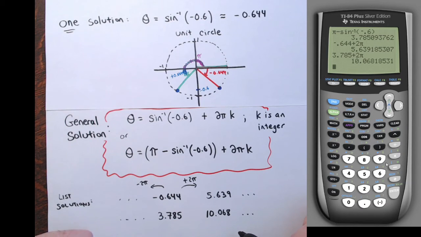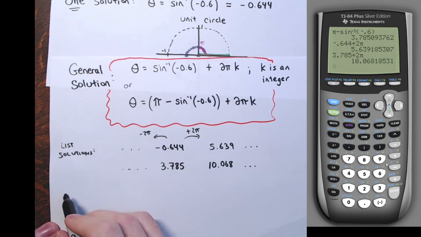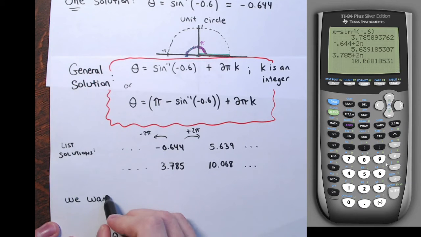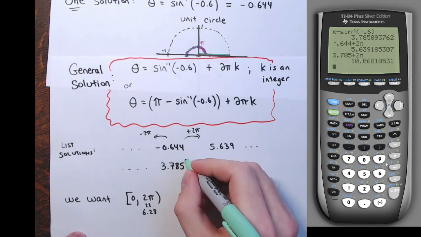Right. But they don't want 4 solutions. They don't want all of them. They want the solutions that range from 0 to 2 pi. Remember, 2 pi is approximately 6.28 radians, right? So what are the values of theta that solve the equation but are also just in this range? And those are these values here, right?